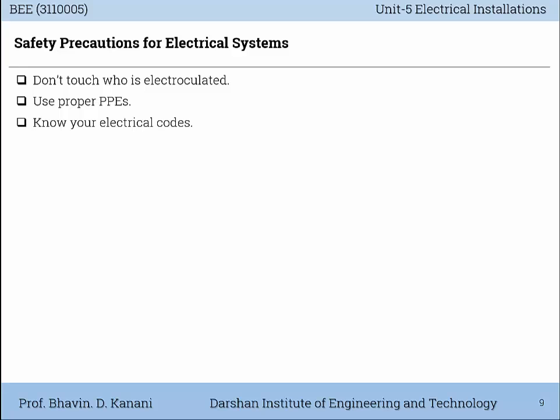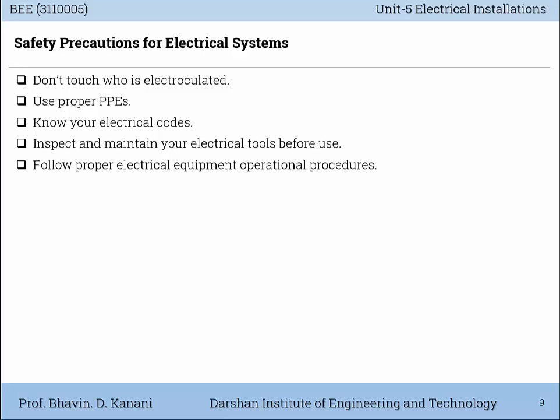Know your electrical codes. You are very well familiar with the color codes of electrical system. For example, if three-phase system is there, then the color of phases are red, yellow and blue. Inspect and maintain your electrical tools before use. Follow proper electrical equipment operational procedures.